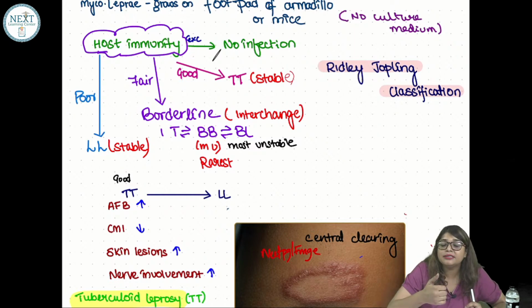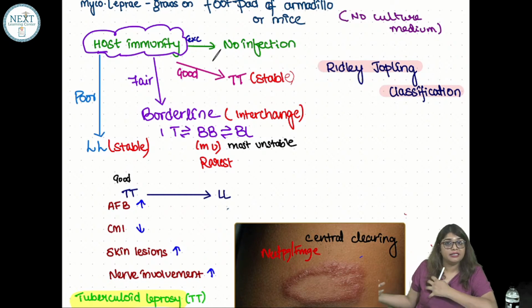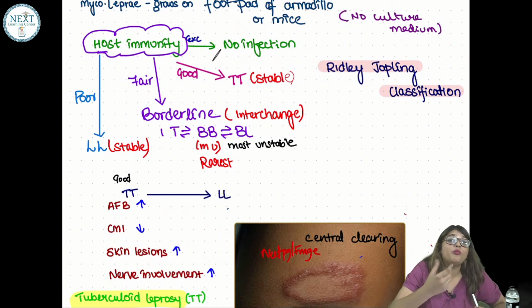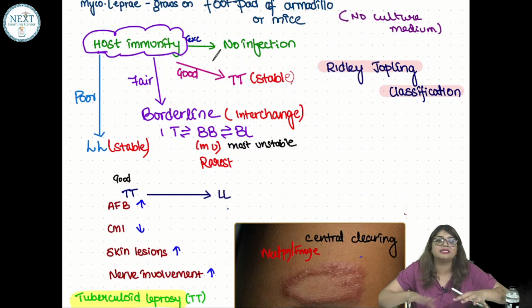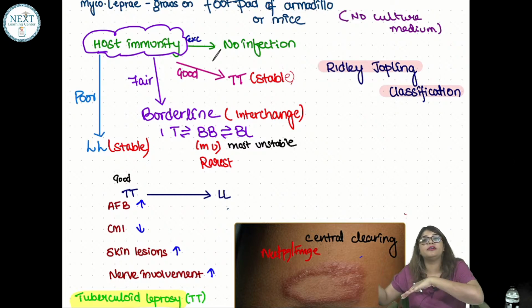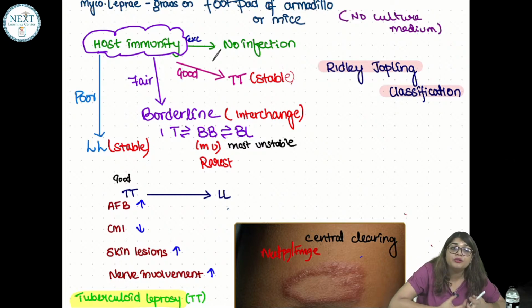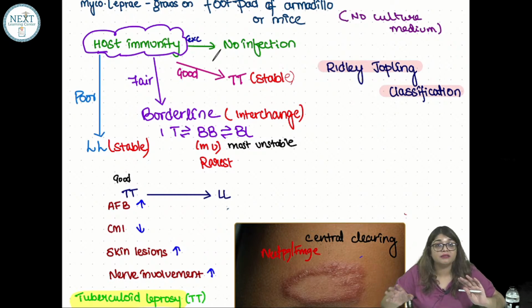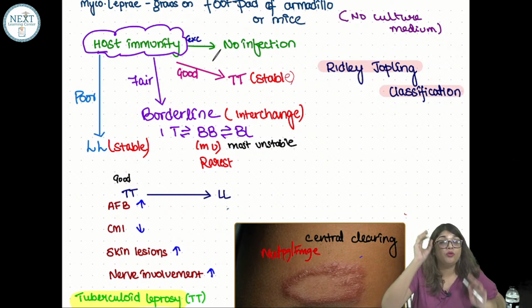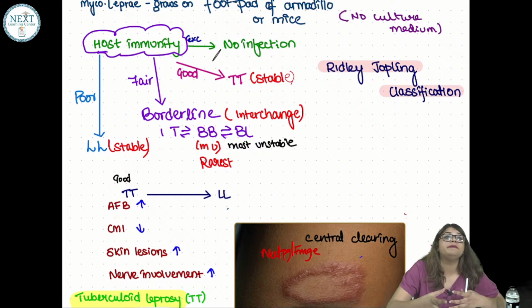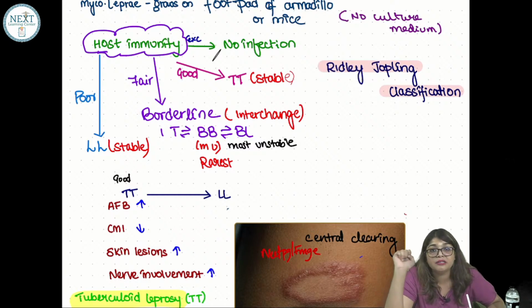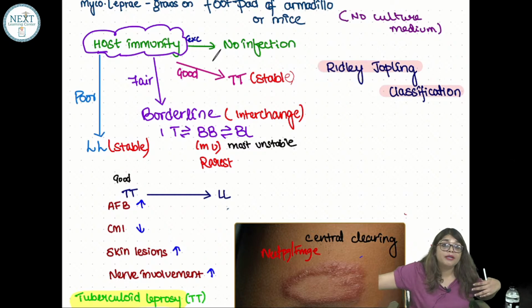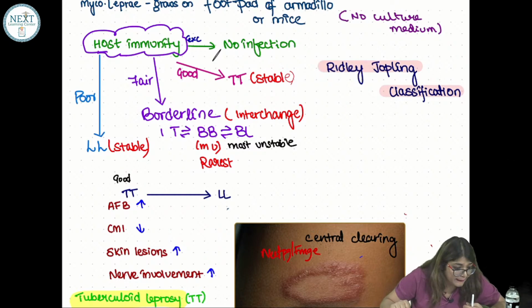After that, what happens? If your immunity keeps decreasing, it can progress to borderline leprosy, which is actually unstable. It keeps going in different forms, like borderline tuberculoid, borderline, which is the most unstable form, and borderline lepromatous. These keep interchanging with each other. And if your immunity goes worse, then you ultimately end up having lepromatous leprosy. So it takes a lot of time for leprosy to develop in your body, right?